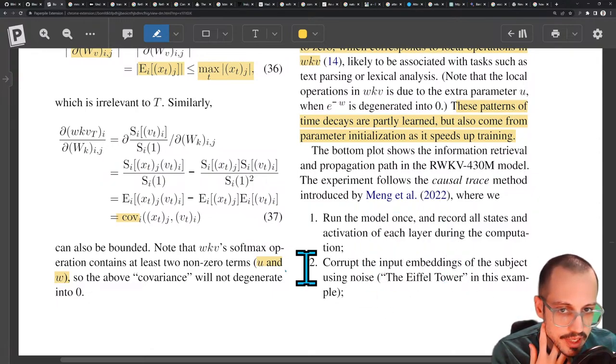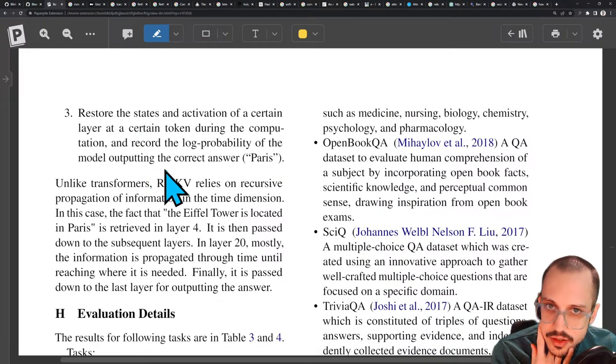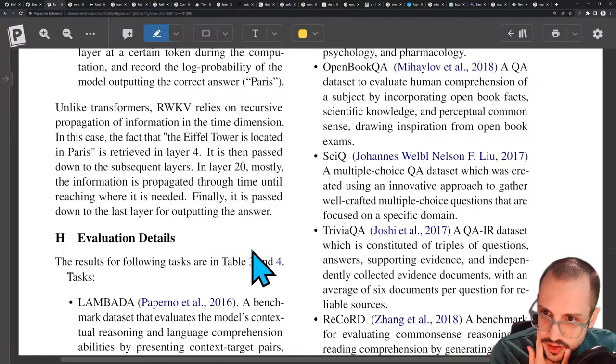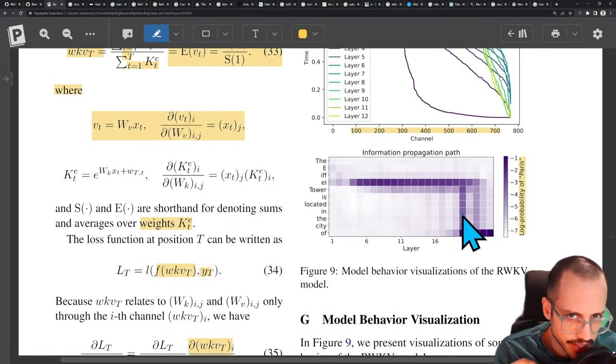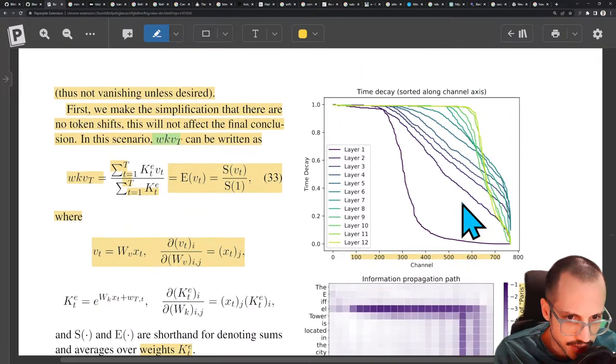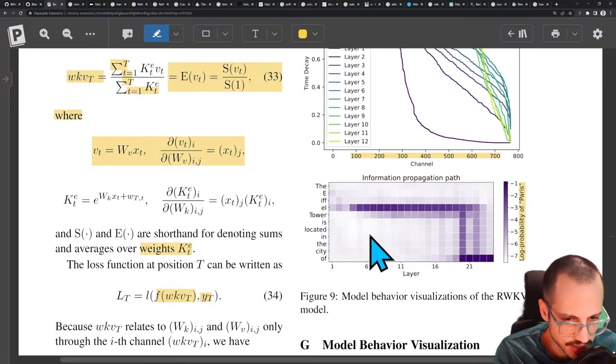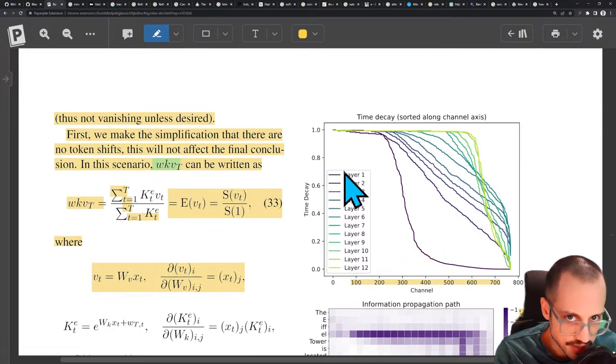Run the model once, corrupt the embeddings, restore the states. Most of the information is propagated through time until reaching when it's needed. Retrieved in layer 4 and then passed down to subsequent layers. This is weird. This makes it sound like the model stores the information in different channels depending on the time horizon. It learns to store different things in different layers, right? Because these different layers have a different relationship to the time decay.